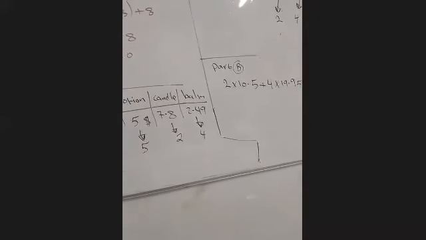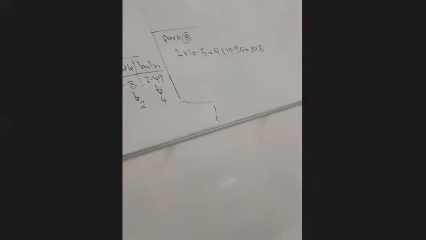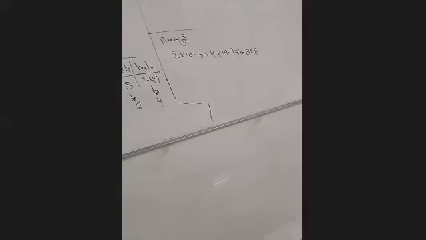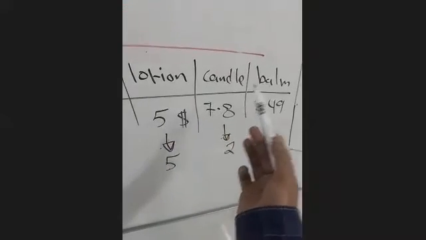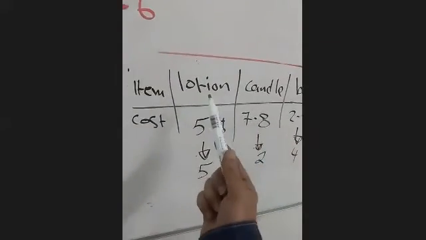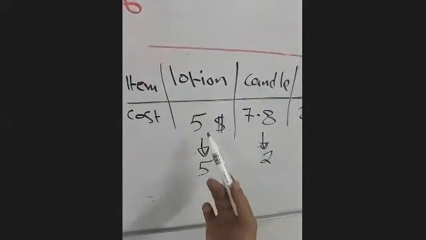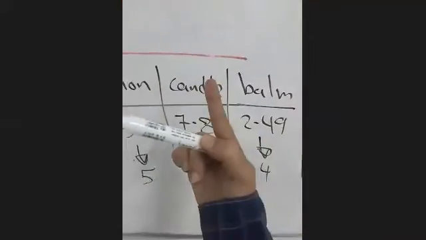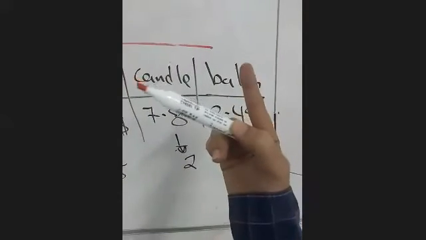Go to example 3 and read with me. Write and evaluate numerical expressions. Paula is shopping for the items shown in the table. Write an expression. This is the table, guys. I already did it for you. Paula wants to buy lotion, candle, and bulbs. Each lotion costs $5. Each candle costs $7.8. Each lip balm costs $2.49.